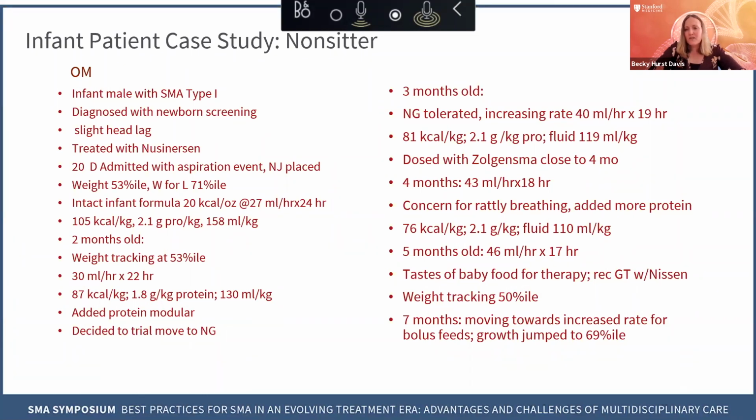At 7 months of age, we no longer had concerns for rattly breathing. That had pretty much resolved. We were increasing more purposefully towards bolus feeds. His growth had jumped to the 69th percentile at this time because he was able to take a little bit more by mouth for therapy, doing really well. We fully anticipate that this child may not need a feeding tube to meet all of his needs at this point. We'll start backing off somewhat, and the tube feeds will start becoming more supplementary.